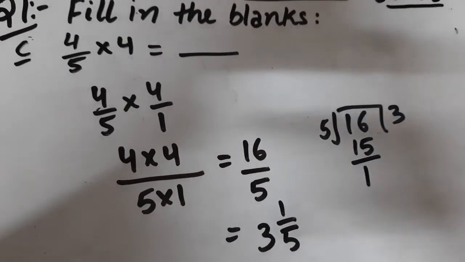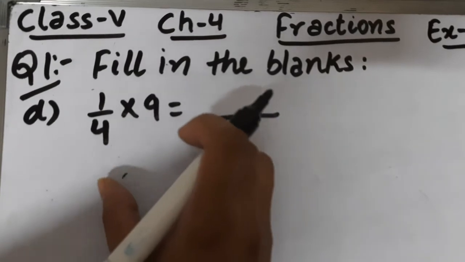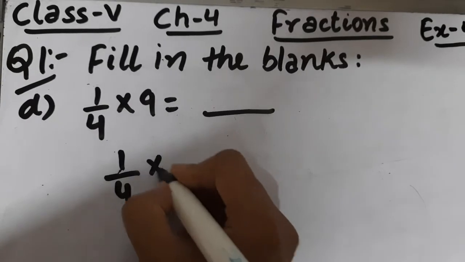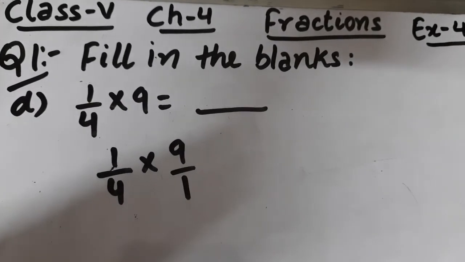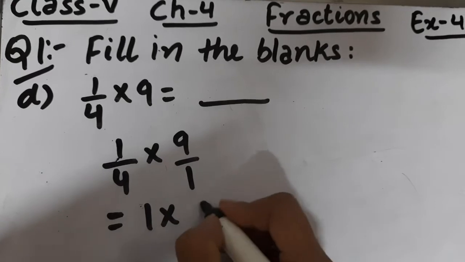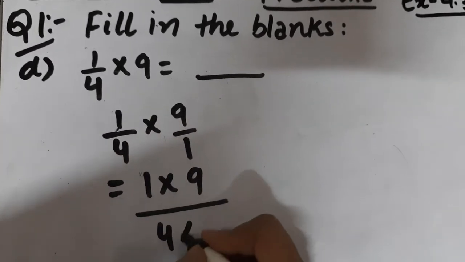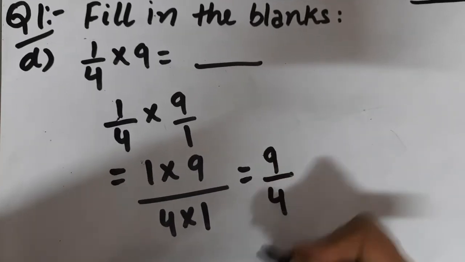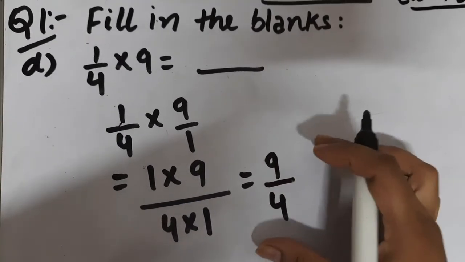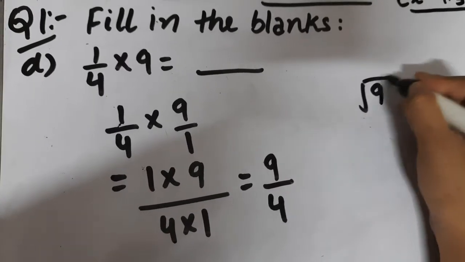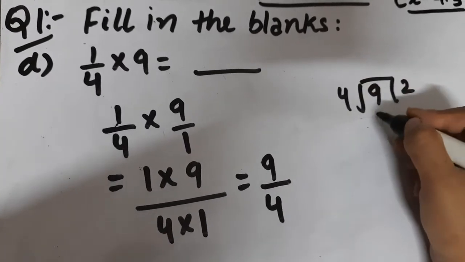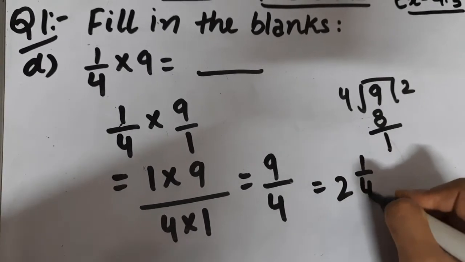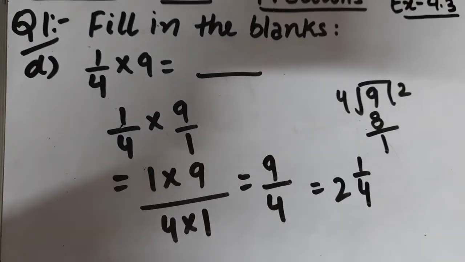Now let's start D part. D part is 1 upon 4 multiplied by 9 is equal to dash. So first of all, we will write the whole number as fraction by placing 1 as denominator. Now multiply the numerators and denominators like this. Now 1 9s are 9, 4 1s are 4. Okay, now we have to convert it into mixed fraction. 9 divided by 4, 4 2s are 8, remainder 1. So this will be 2 1 upon 4. Fine, so this is D part of question number first.